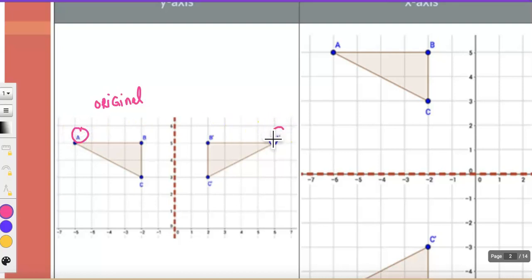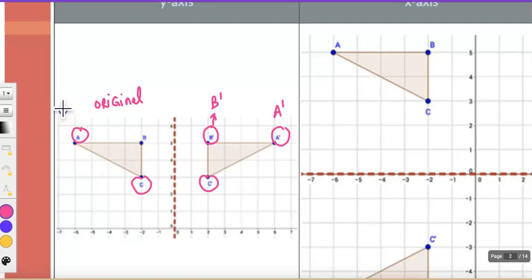When it's reflected, it changed to A prime. A prime, we write it like this. Similarly, your B changes to B prime. This is called B prime. This small apostrophe is your prime. And your C changes to C prime.